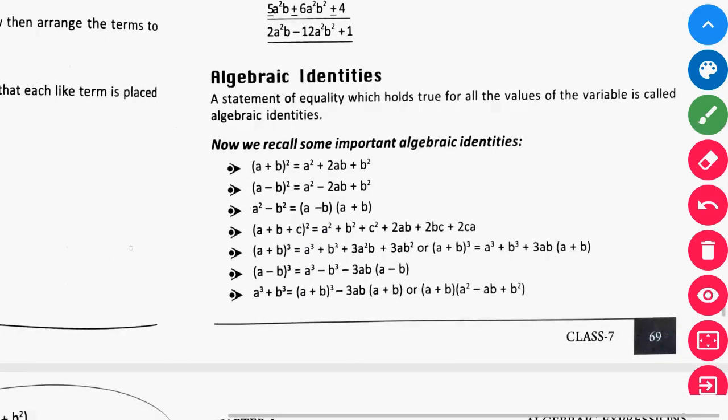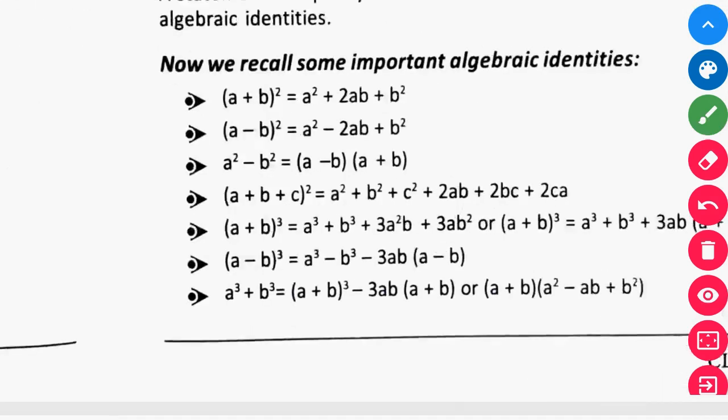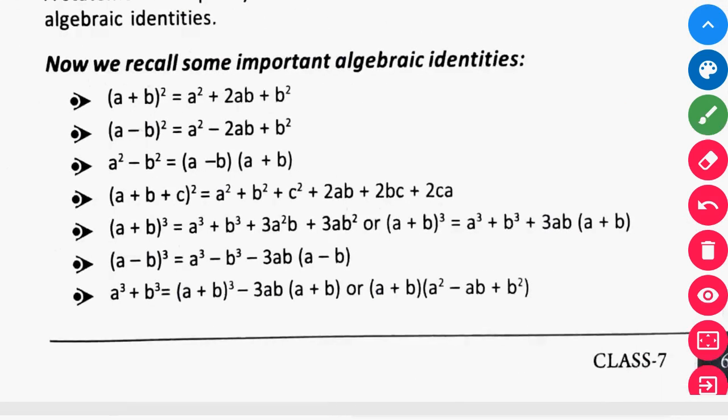Now some of the algebraic identities are important to keep in mind throughout your 7th, 8th, 9th, 10th standard, or even in 11th, 12th, if you take the math subject or opt for engineering.